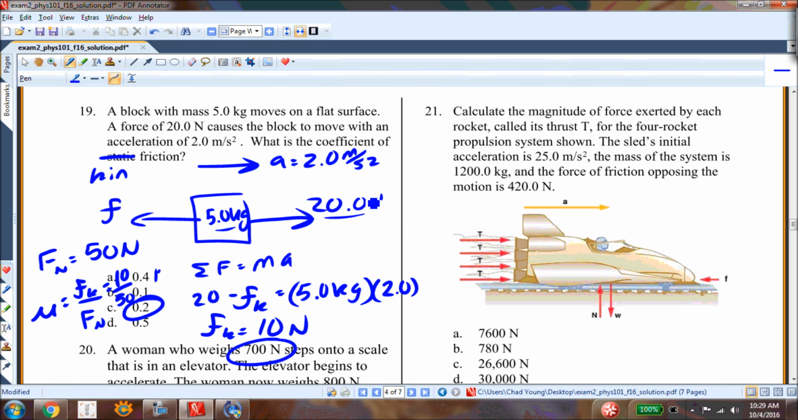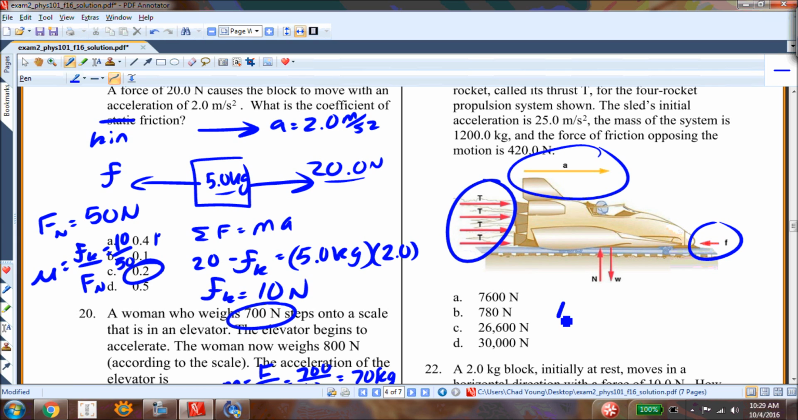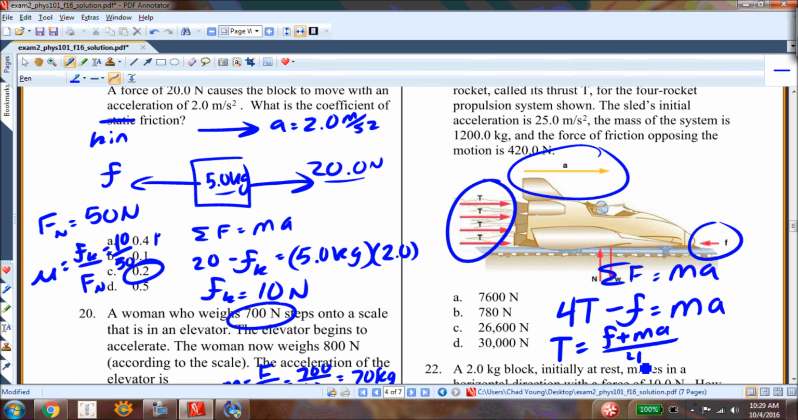This is from OpenStax. So I have this ship. It has thrusters on the back. Each thruster provides T thrust to give an acceleration with a resistive force F. I want to know the magnitude of T. So what I would say here is that 4T minus F equals mass times acceleration. That's the sum of the forces equals ma. And then I solve for T. So T is (F plus ma) divided by 4.